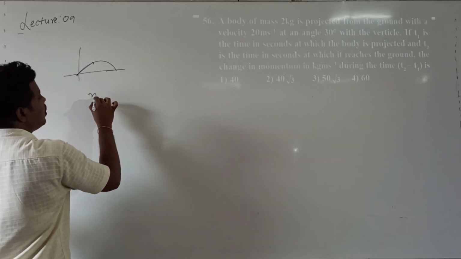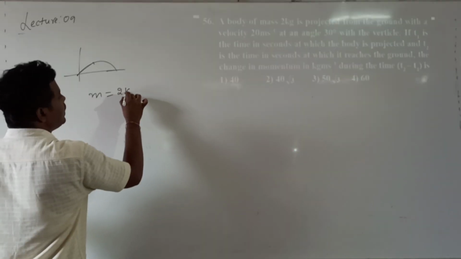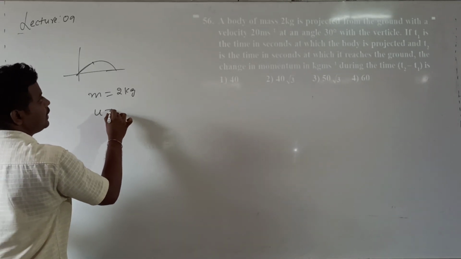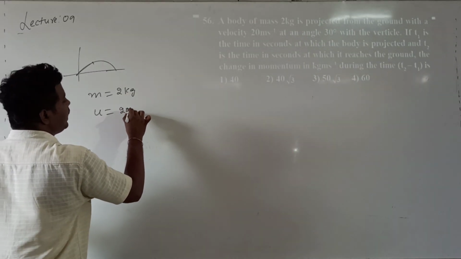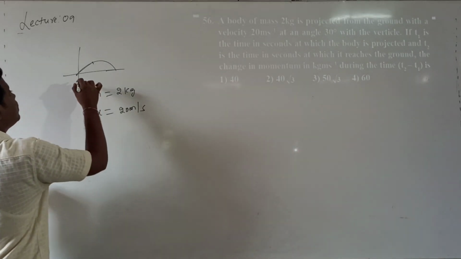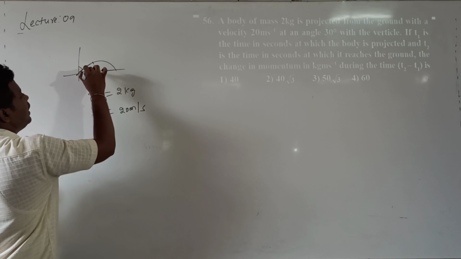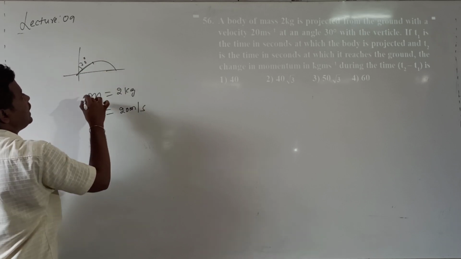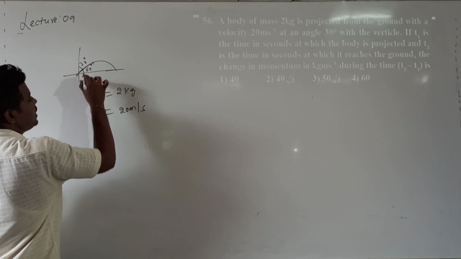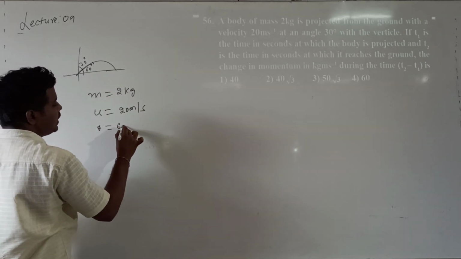So what is the mass of the body given? M is equal to 2 kg. Then the velocity of projection is 20 meters per second, and the angle of projection is 30 degrees with the vertical. Here you should be careful. The angle is made with the vertical, but we want the angle made with the horizontal. So this angle will be 60 degrees. So theta value will be 60 degrees.